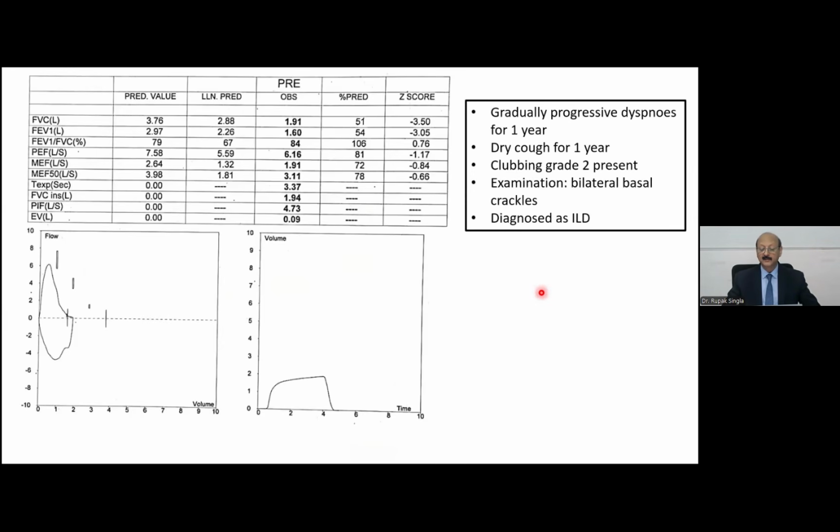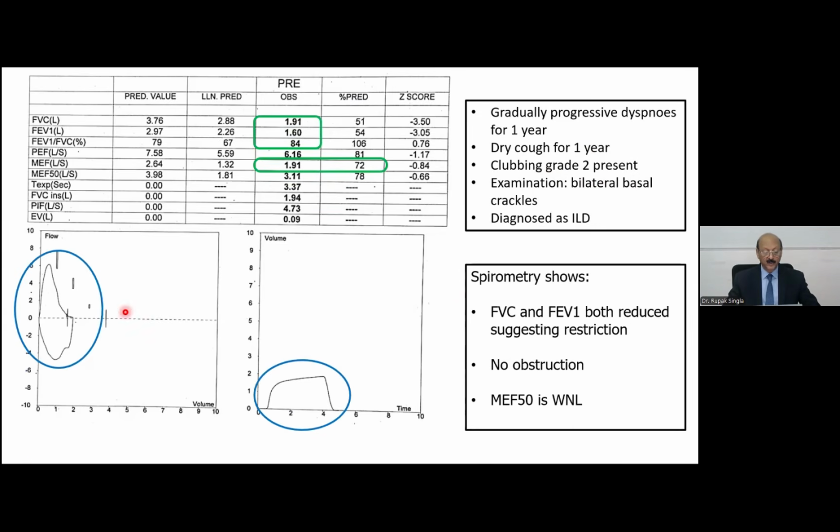Another case, this person had gradually progressive dyspnea for the last 1 year. Also had dry cough for 1 year, clubbing was present, and examination revealed bilateral basal crepitation. So clinically diagnosed as a case of interstitial lung disease. And the spirometry was done. And again, look at the graph first. The graphs are both normal, flow volume as well as the time.